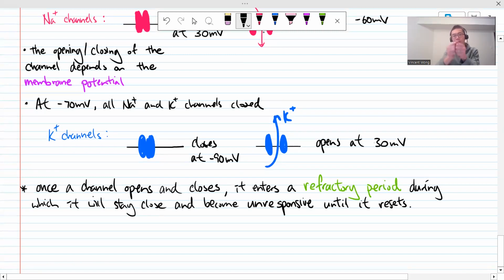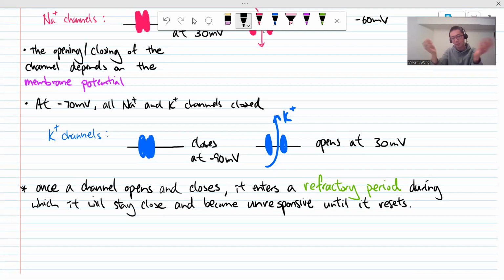So it opens and closes. Let's say we talk about the potassium one. It opens at positive 30, potassium goes through it, and then you close it at minus 90. Now it is in a refractory period. Even if the membrane potential reaches 30 again, it's not going to open yet. It's going to reset itself first.